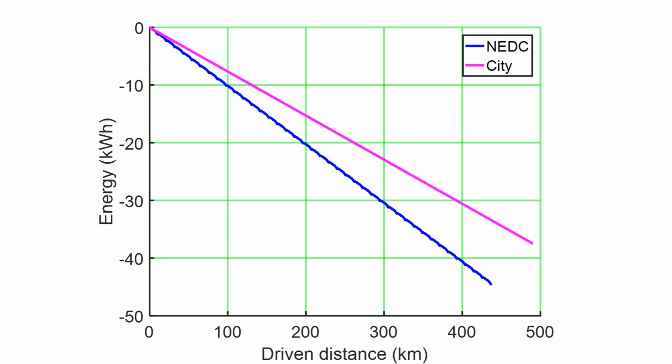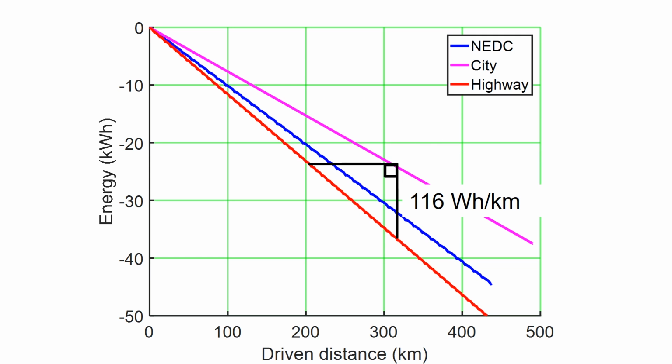If we simulate the same vehicle in a city driving cycle, we get a different result, the purple energy consumption curve. In the same way, we find the average energy consumption for this city driving cycle is less, 76.4 watt-hours per kilometer. If we simulate highway driving, the average energy consumption is higher, 116 watt-hours per kilometer, here seen as the red curve.